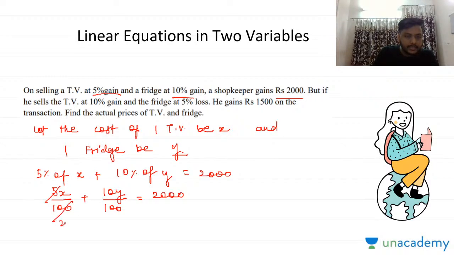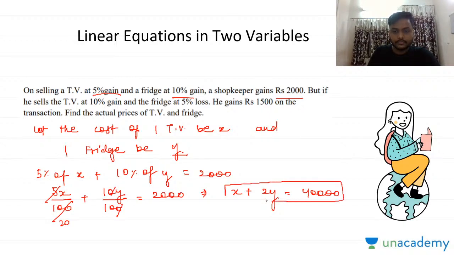So this will be cancelled by 20 times, and this will be cancelled by 10, so you will have 1 upon 20 and 1 upon 10. Now when you cross multiply, finally you will get x plus 2y is equal to 2000 times 20. 2000 times 20 will be 40,000. Am I clear? This will be your first equation.